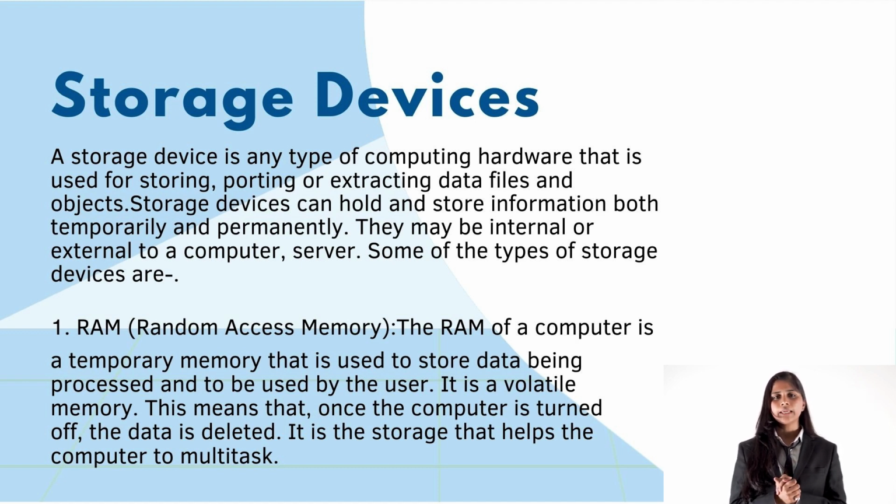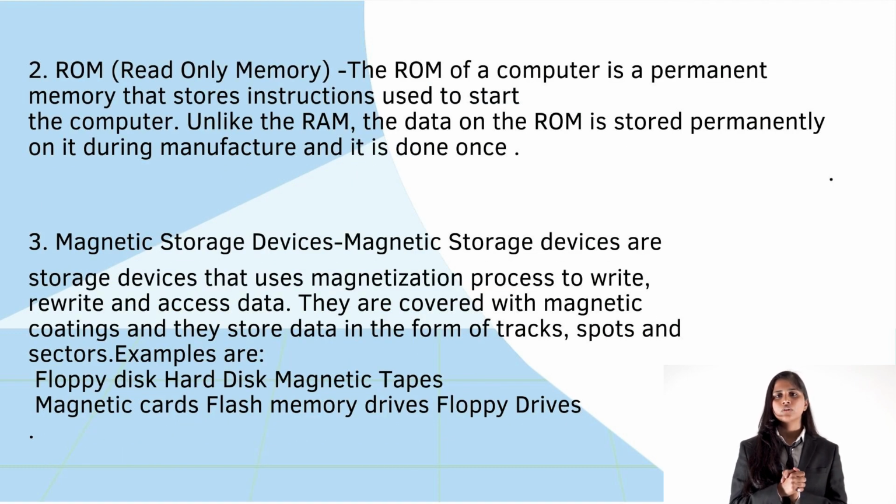Coming to our second type, the second type is ROM, that is read-only memory. The ROM of a computer is a permanent memory. RAM was temporary, but ROM is a permanent kind of memory which stores instructions used to start the computer. Unlike the RAM, the data on the ROM is stored permanently during manufacture, and it is done once.